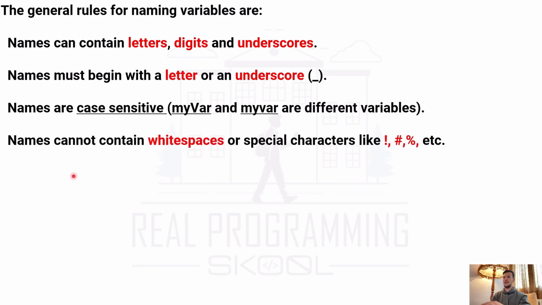Just let me complete the general rules of naming variables. Names cannot contain white spaces or special characters like hashtag, percentage, dollar sign, these things. You cannot start with special characters or white space. All right.